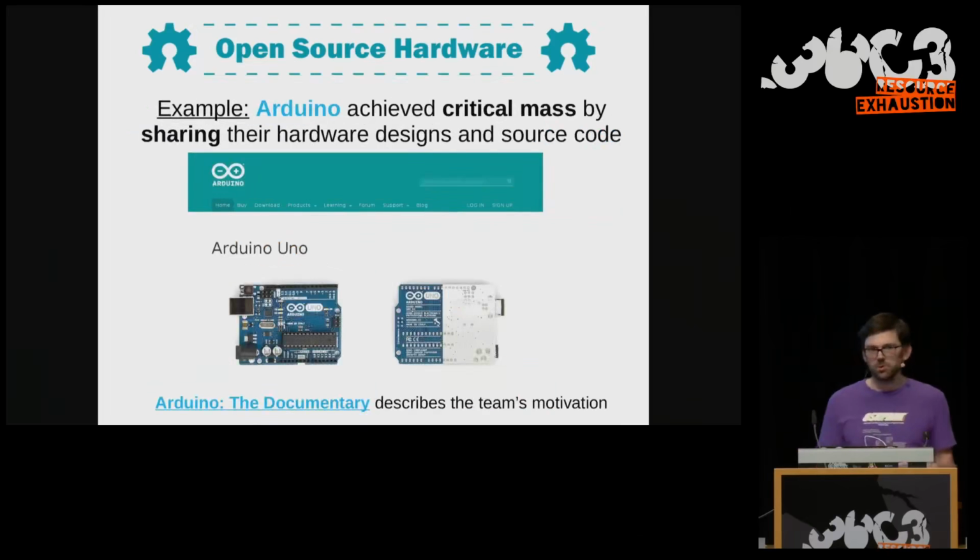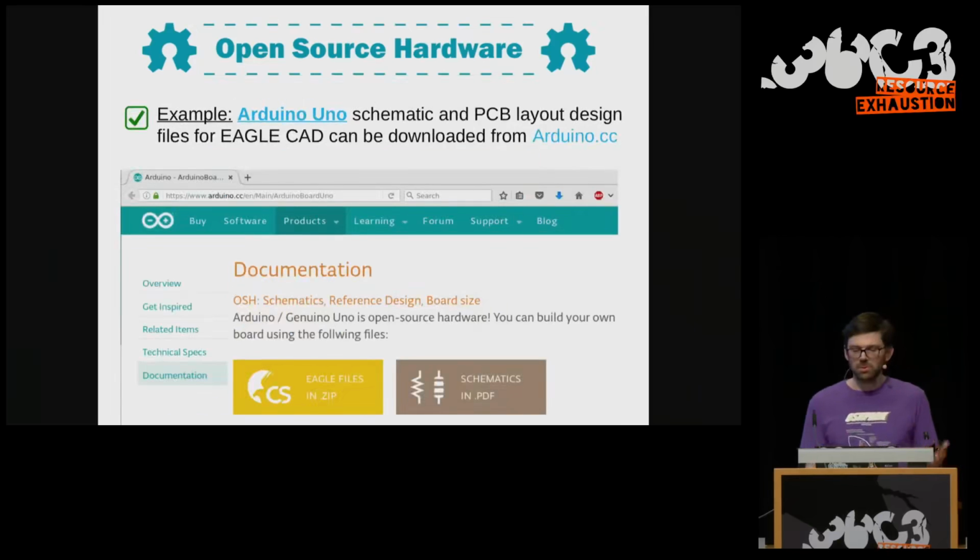So one of the most popular Arduino boards is the Uno, which you see a picture of there. So how do we know that the Uno is open source hardware? Well, if we go to the Arduino website, we can see that the design files from Eagle, which is the CAD software they use, is there. And we can download that zip file, and it has the schematic and the board layout.